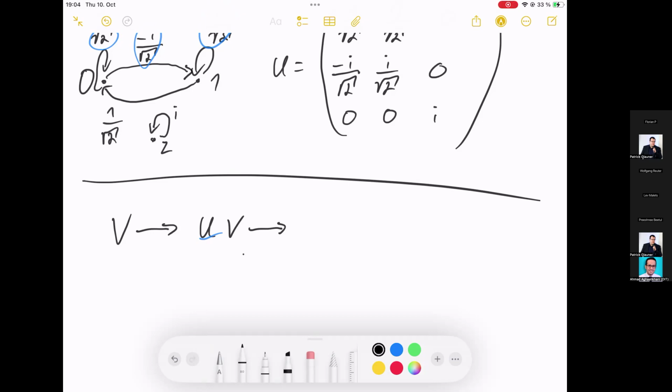And quantum computing is inherently reversible because I have my U times V, which is some new state. So this has led to some new state, but I can take this new state and multiply it from the right with U dagger. And U times U dagger just gives me the identity matrix.